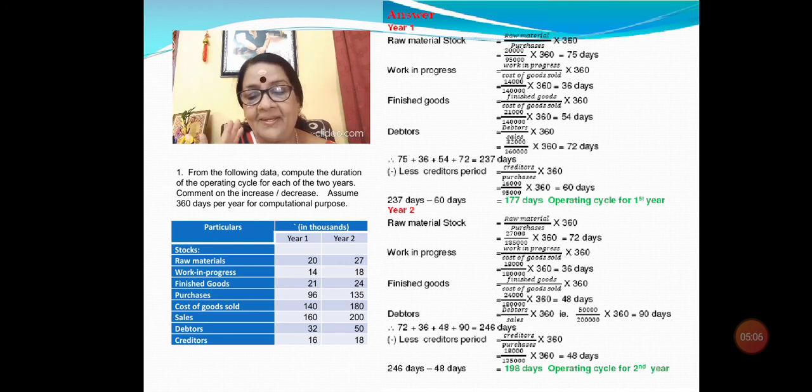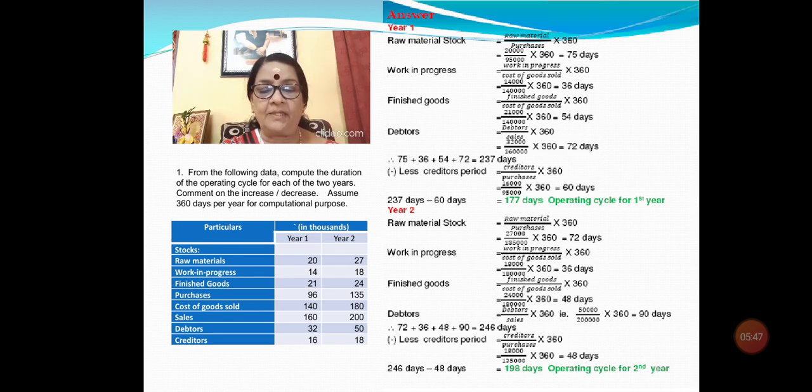Now we will go to the second part, that is work in progress turnover. Here it is work in progress divided by cost of goods sold into 360. Work in progress is 14,000 divided by cost of goods sold, which is 1,40,000, into 360. So that part is also over. Now we have to look into finished goods turnover. That is finished goods divided by cost of goods sold into 360. Finished goods is given as 21,000 divided by 1,40,000 into 360.